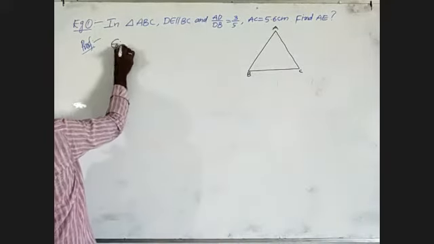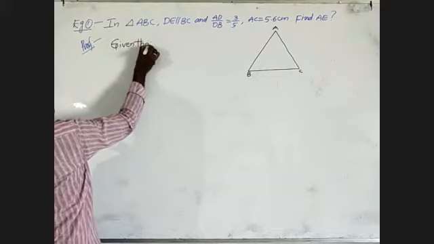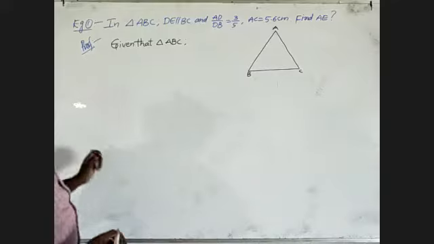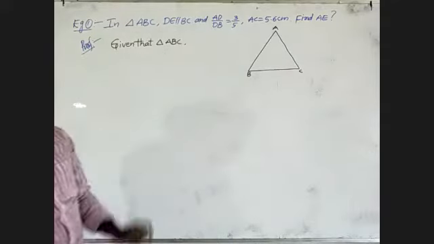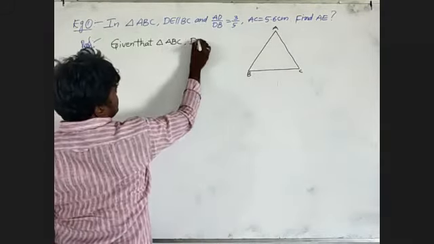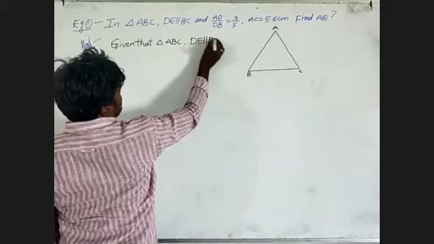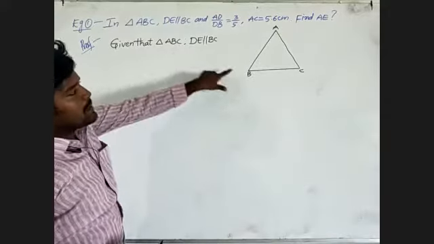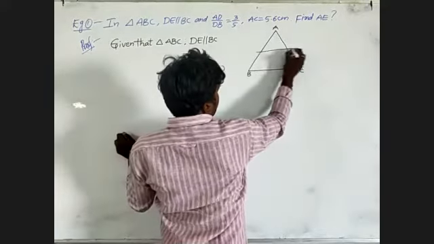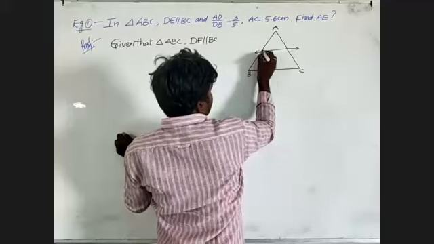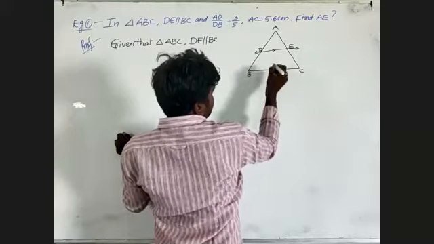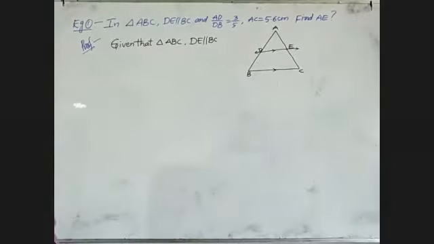Given that triangle ABC, what is given in this one? Where DE is parallel to BC, that I will write. DE is parallel to BC. Here DE is parallel to BC means I will draw a line. This is named as D. After that, this is named as E. That means DE is parallel to BC.